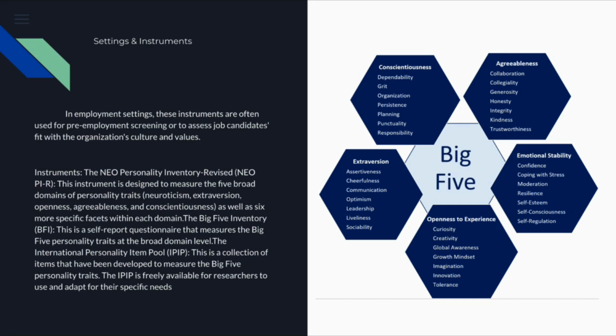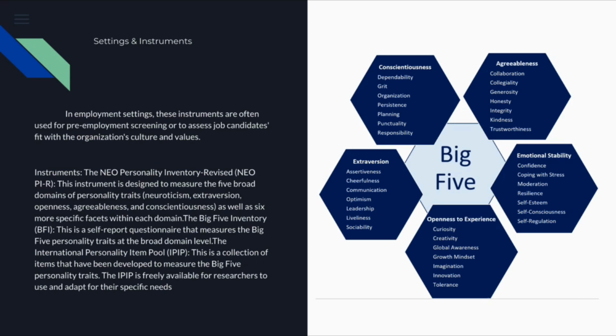Extraversion measures your assertiveness, cheerfulness, communication, optimism, leadership, liveliness, and social ability. Agreeableness measures your willingness to collaborate, your generosity, your honesty, your integrity, kindness, and trustworthiness. Openness to experience is your willingness to be open and experiment, your curiosity, your creativity, your growth mindset, imagination, innovation, and tolerance.